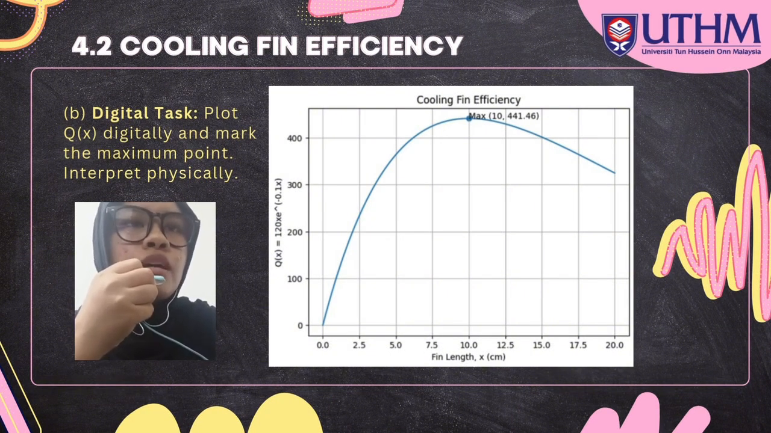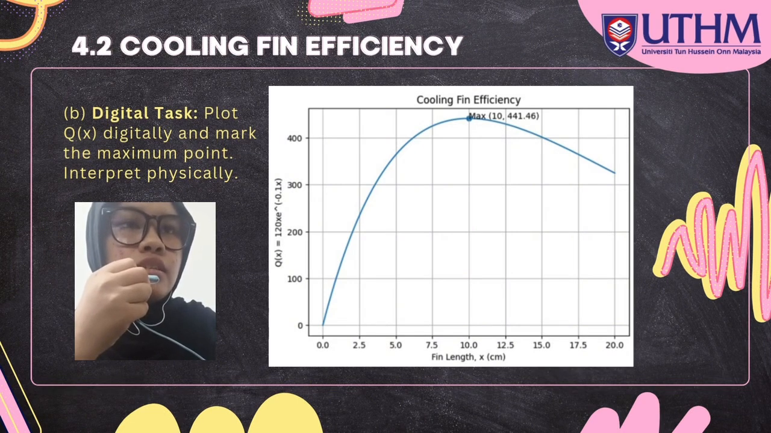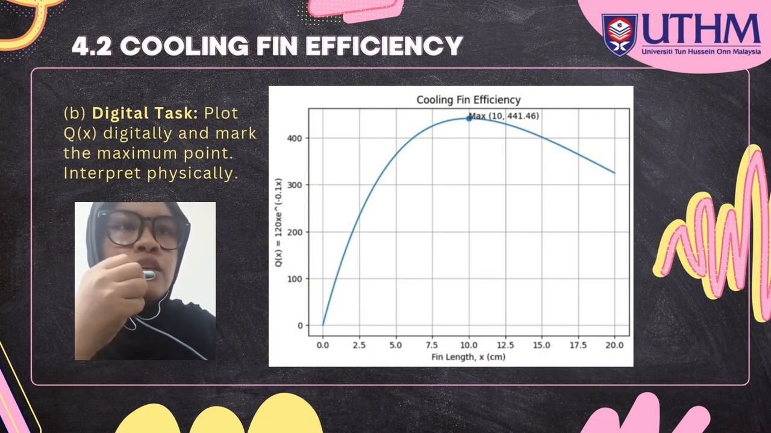And then step number 3 is graph observation. So the graph increases as x increases. The maximum point occurs at x equals 10. After x equals 10, the graph decreases.